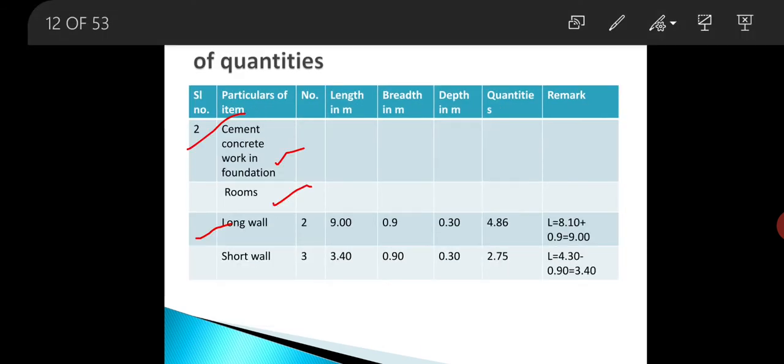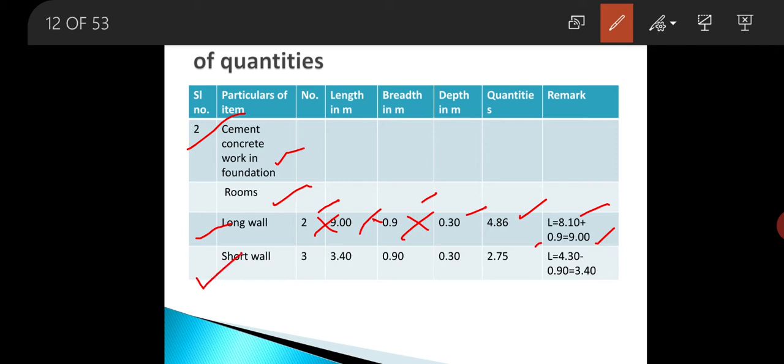So you can see here there are two numbers of long wall. And in the remark column, this is the center to center length of the long wall, that is 8.1. With that we will add 0.9, that means 0.9 by 2, 0.9 by 2. So in total 1 width, that is 0.9. So this is equal to 9 meter. Clear? Breadth is 0.9, depth is 0.3. That is the thickness of the cement concrete wall. Then by multiplying all these, we will get the total quantity as 4.86 cubic meter.